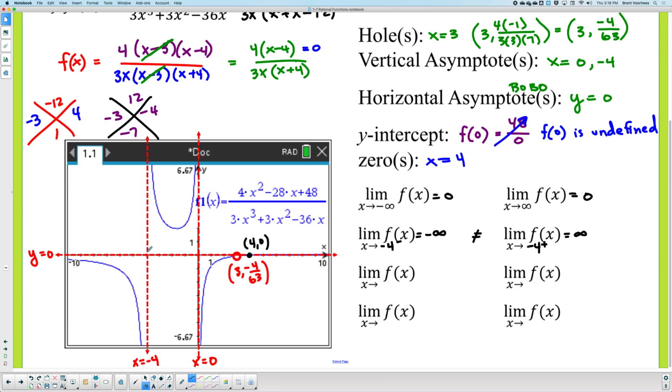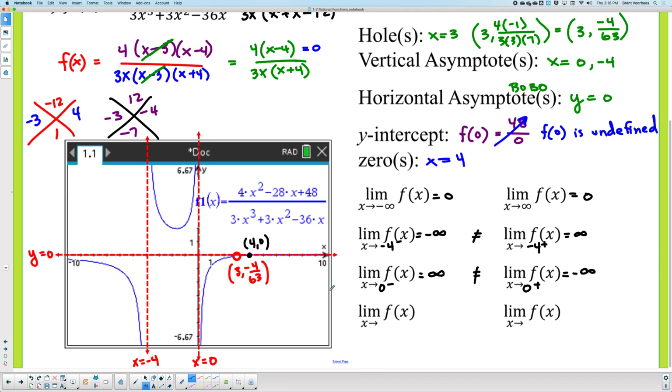Okay, and the next break we look at, so that was negative 4. Let's check out 0. 0 from the left, 0 from the right. As we approach 0 from the left side, the graph rises. As we approach 0 from the right side, the graph falls. Again, this limit would not exist.